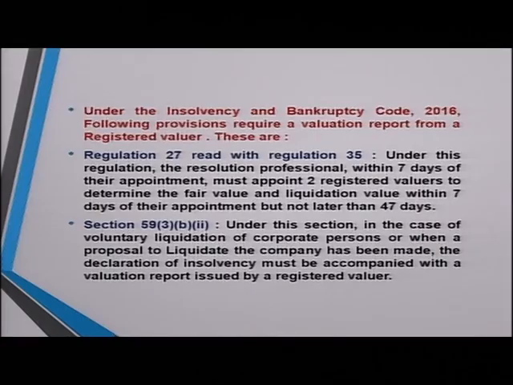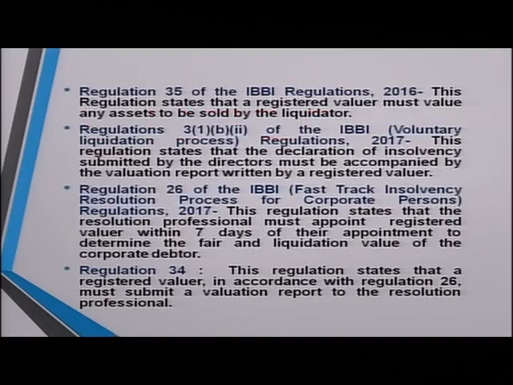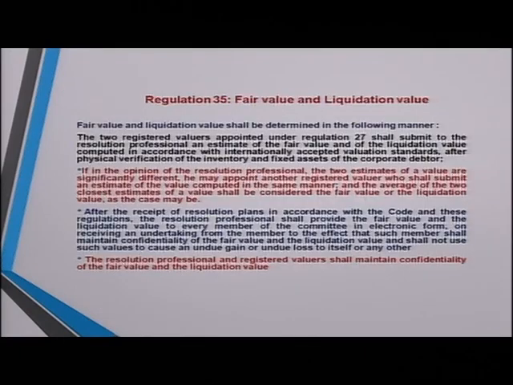Under the Insolvency and Bankruptcy Code, 2 registered valuers are to be appointed for determining the value of 3 different asset classes: land and building, plant and machinery, and securities or financial assets. That's where the importance of Regulation 27 and Regulation 35 becomes very important. The 2 registered valuers appointed under IBC, under Regulation 27 read with Regulation 35, are supposed to arrive at 2 different sets of values: a fair value and a liquidation value.